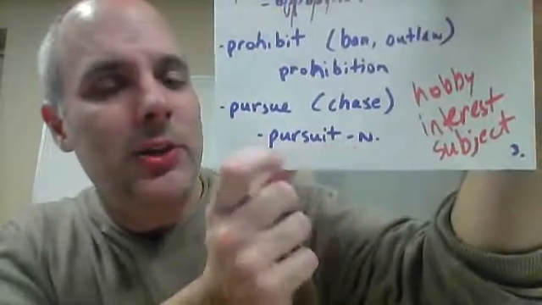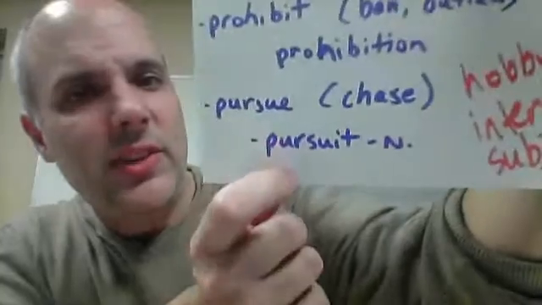And the noun is pursuit. He has an interesting pursuit. He collects butterflies. I don't know if that's interesting, but anyways. Okay, we have four more words, okay?